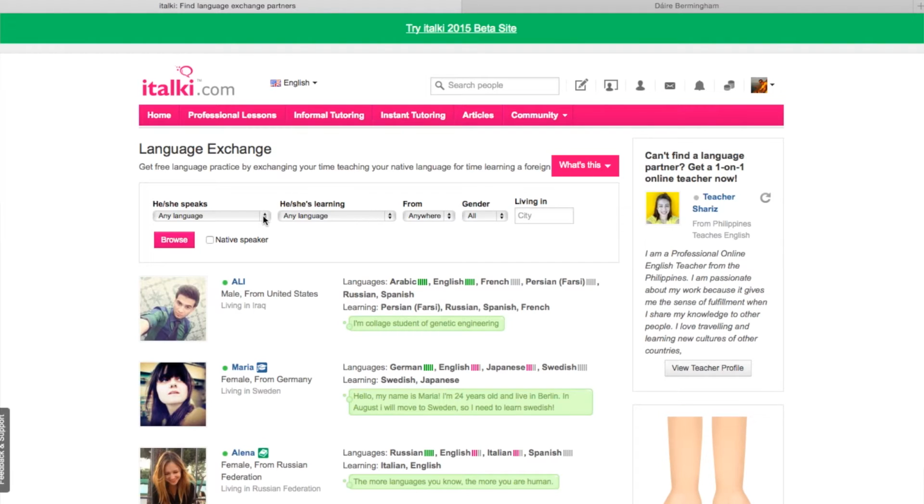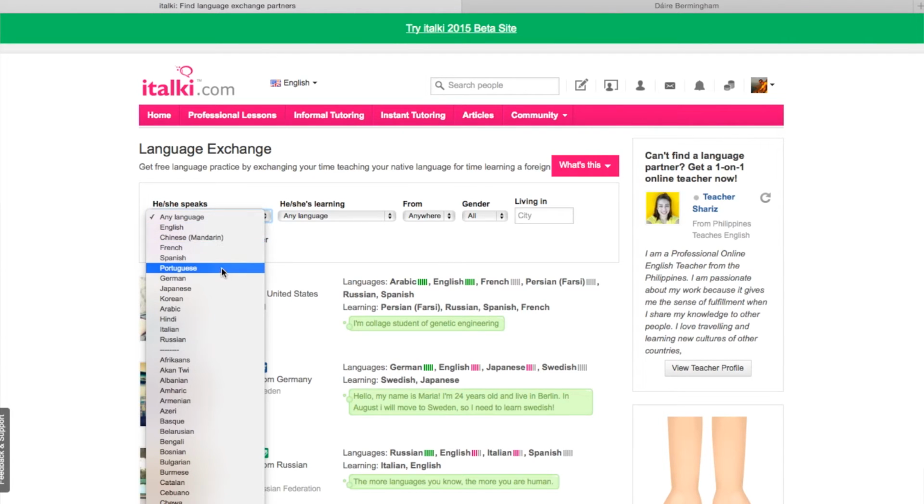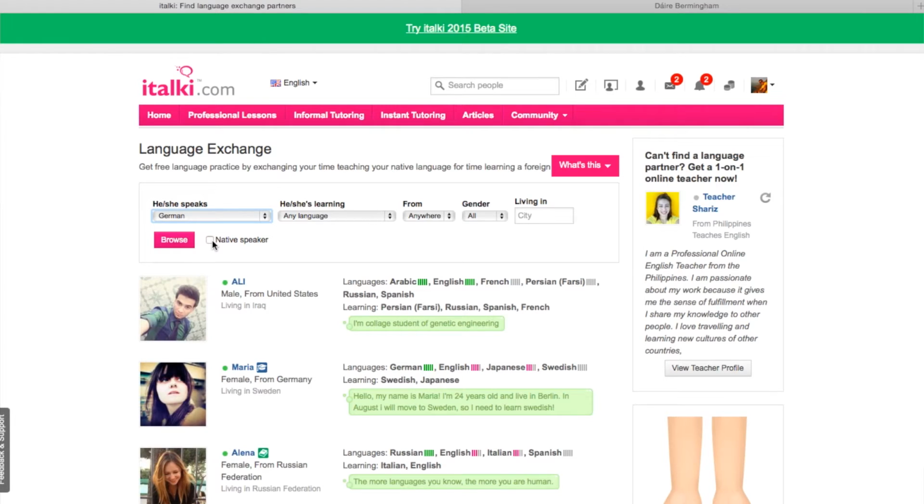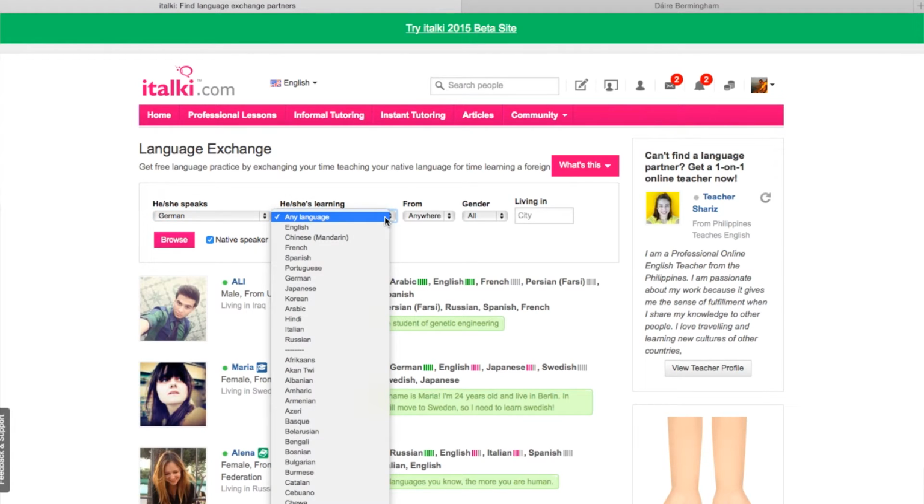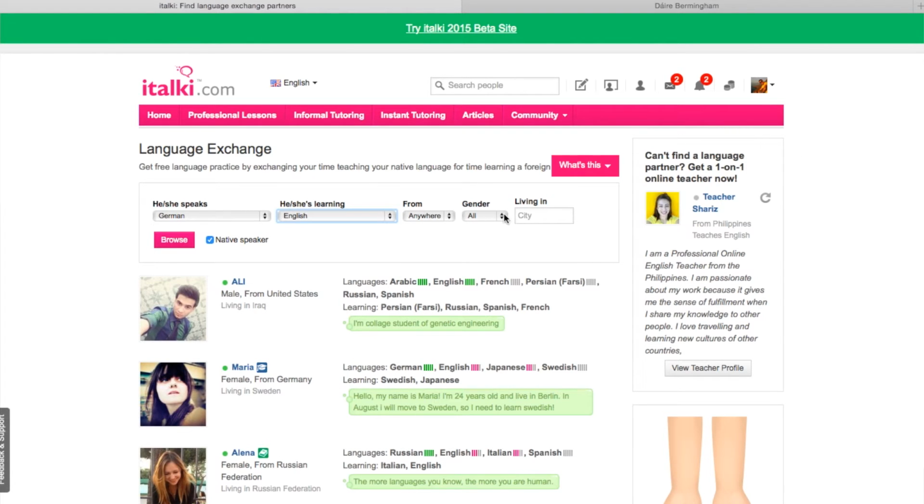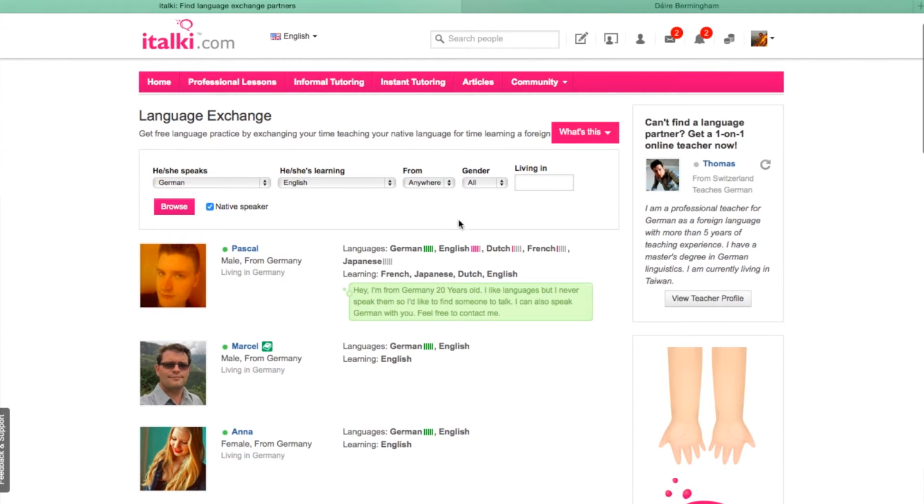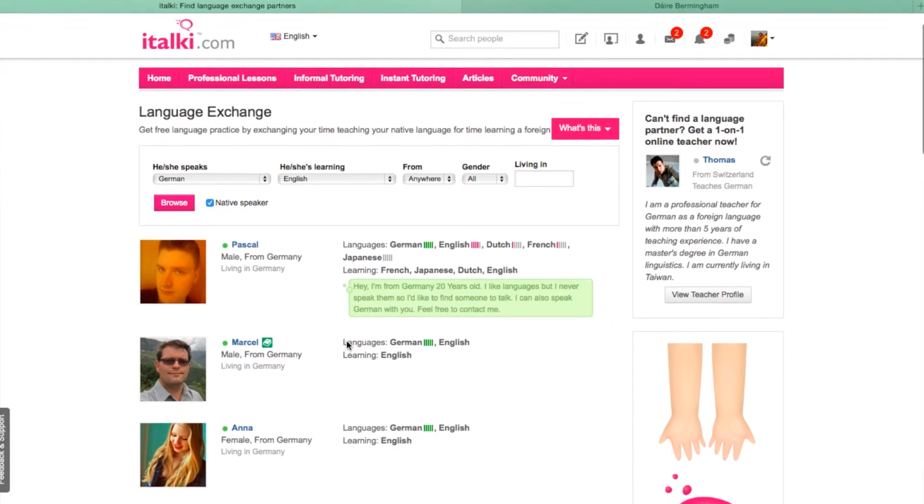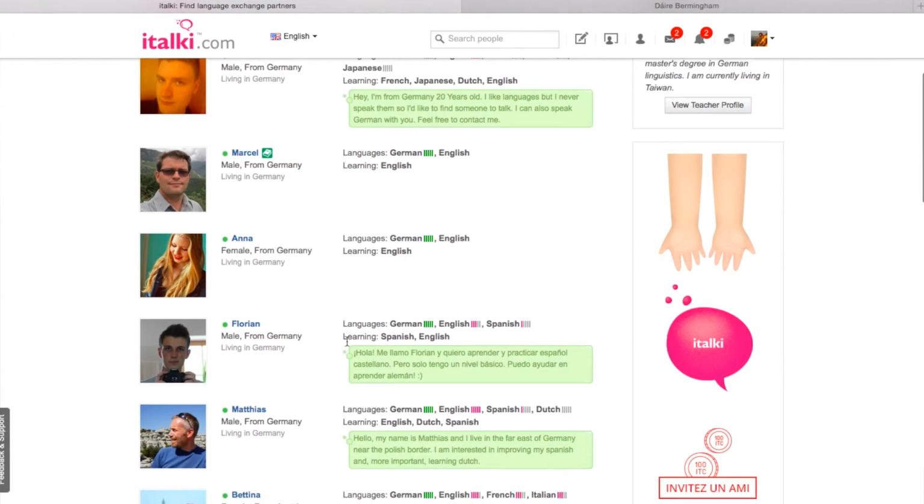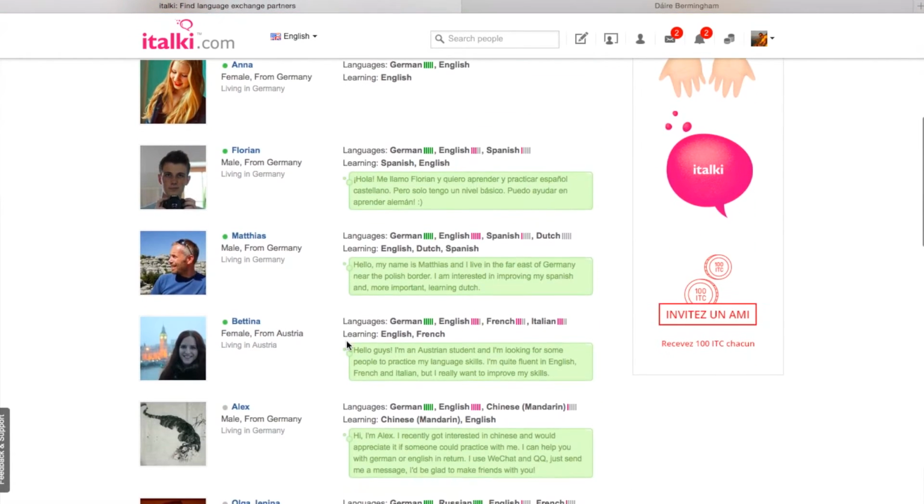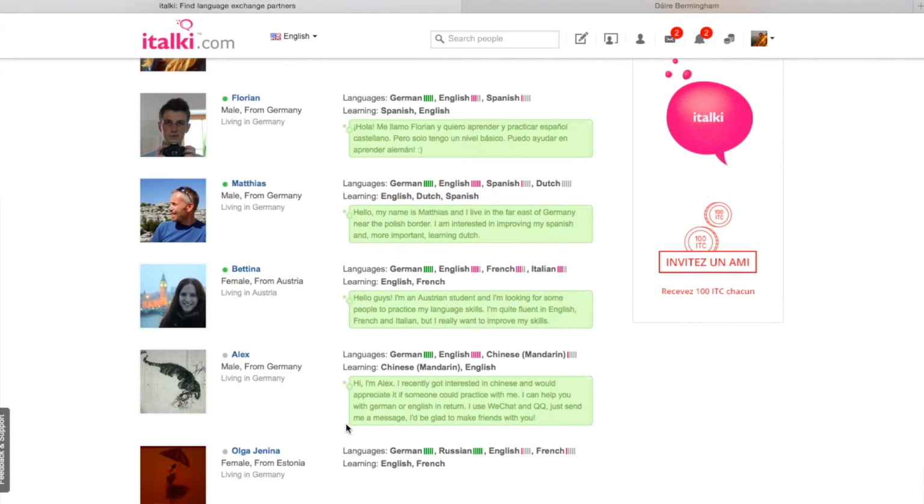He or she speaks German, is a native speaker, and is learning the language that you speak. So I speak English, that's that. I can pick the country, the gender, and so on. Browse. There's Pascal from Germany, he wants to speak English. I can see the level of his English. If his English is really bad, maybe it's not worth talking, but he's pretty good. Marcel, Anna, Florian, all Germans, Austrian, Bettina, and so on.